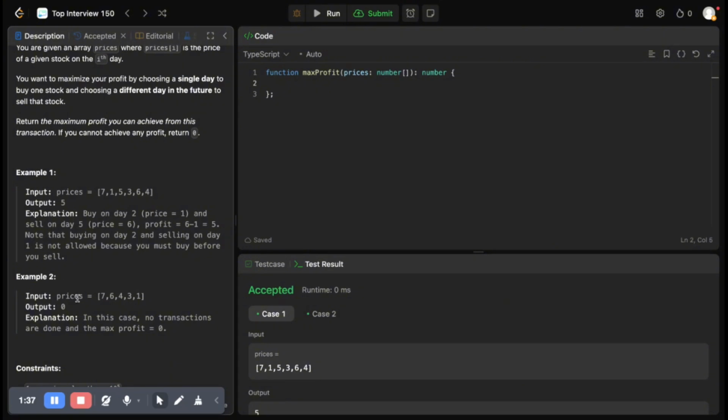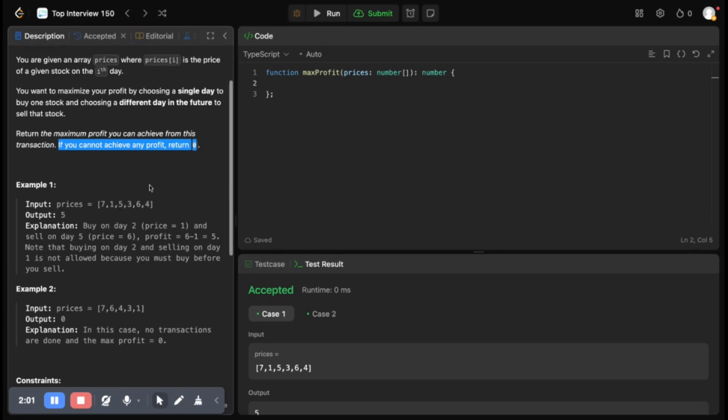Example 2 says the prices are in descending order, right? 7, 6, 4, 3, 1. So there will be no maximum profit because the minimum price is 1. There's no day to sell after 1. So the output will be 0. The question says if you cannot achieve any profits, just return 0. In this case, no transaction even happened because you bought at 1. There's no other day to sell, right?